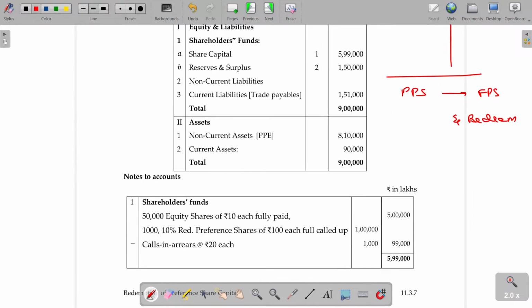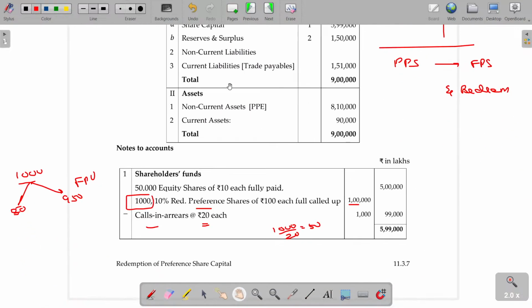In this case, preference shares 1 lakh and calls in arrear 20 each. 1000 means for every share 20 rupees is the calls in arrear, so 50 shares. Overall redeemable preference shares 1000. Out of that, for 50 shares calls in arrear is there, and the remaining 950 are fully paid up. If you are asked to redeem, what can you do? Read the question here and then plan accordingly.